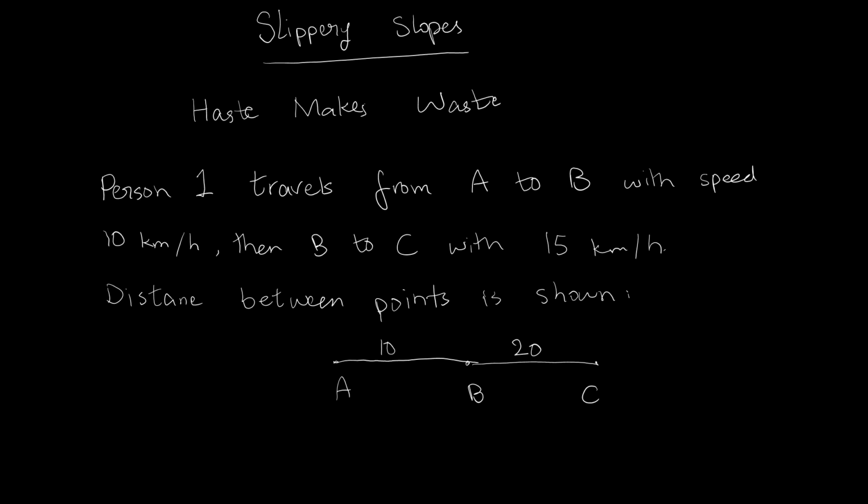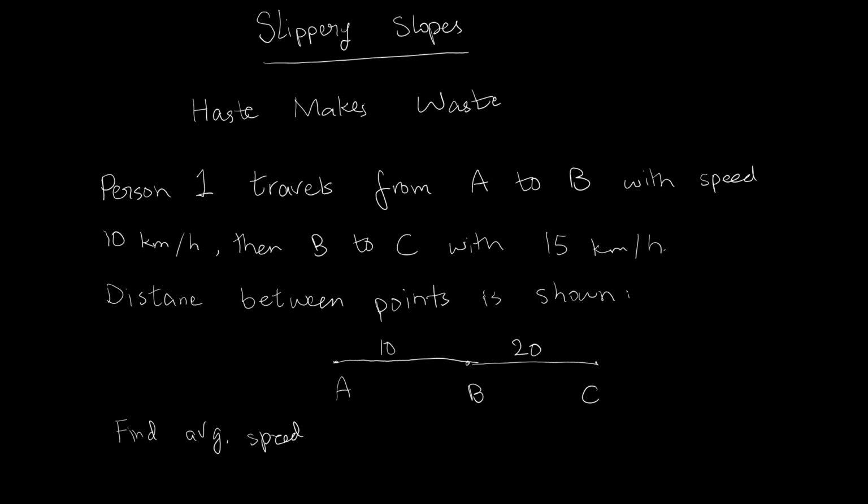Now the question is: find the average speed. Very simple, right? You may think that we already have the speed from A to B and B to C. So what if we take an average of them? That means the 10 kilometers and 15 kilometers, add them and divide by 2. No, that does not work because the distance between both these points are different.